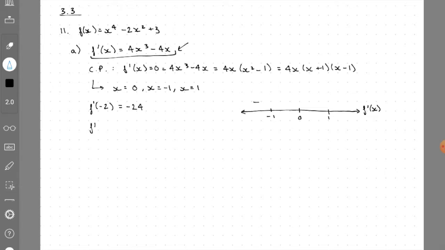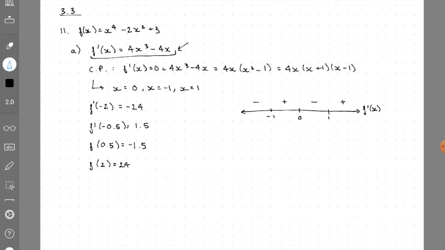Now we're going to plug in a number between negative 1 and 0. I'm going to pick negative 0.5. We get 1.5, which is a positive number. I'm going to put a plus sign right there. We're going to keep going. So a number between 0 and 1, I'm going to pick 0.5. And we get negative 1.5. So I'm going to put a negative sign right there. And then finally, a number that's greater than 1, I'm going to pick 2. And if we plug it in, we get 24, which is positive. So I'm going to put a plus sign there.